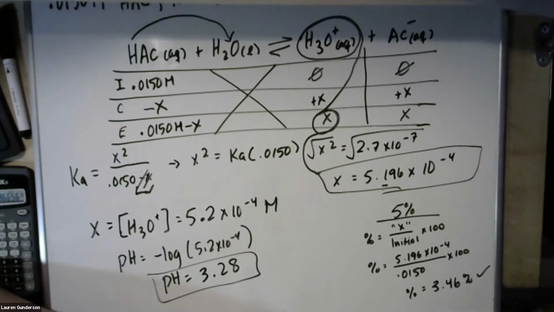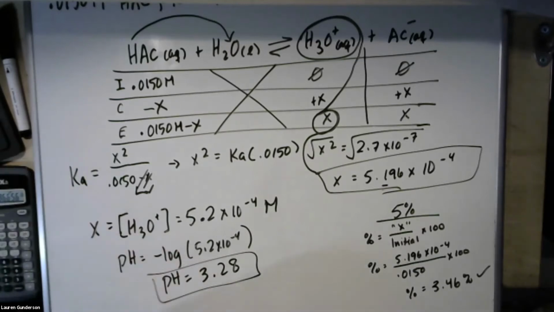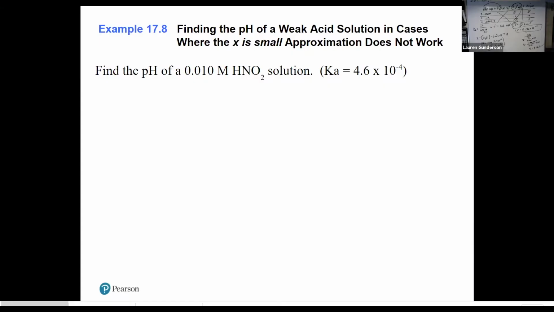So the next couple examples that your textbook has for you are other examples where our X's small approximation doesn't work out. So we can look at those too, because I know that sometimes those make people sad. So let's do one more of those just for practice, okay? Let me switch back to the whiteboard. Okay, so take a look at this one. Write down this info.